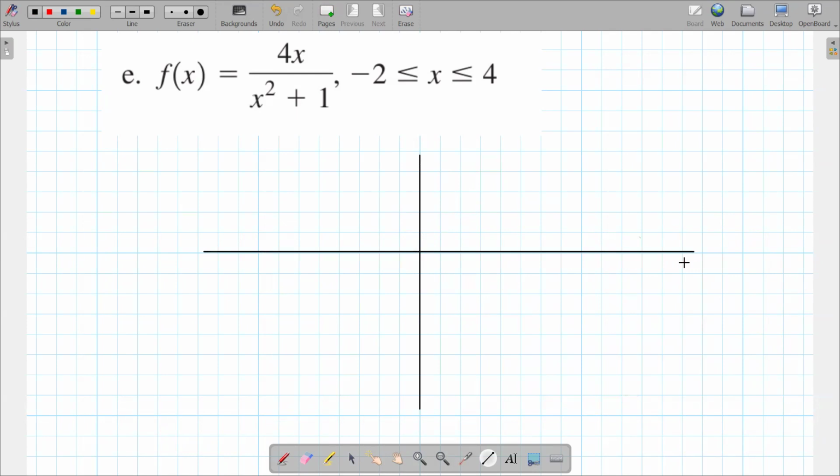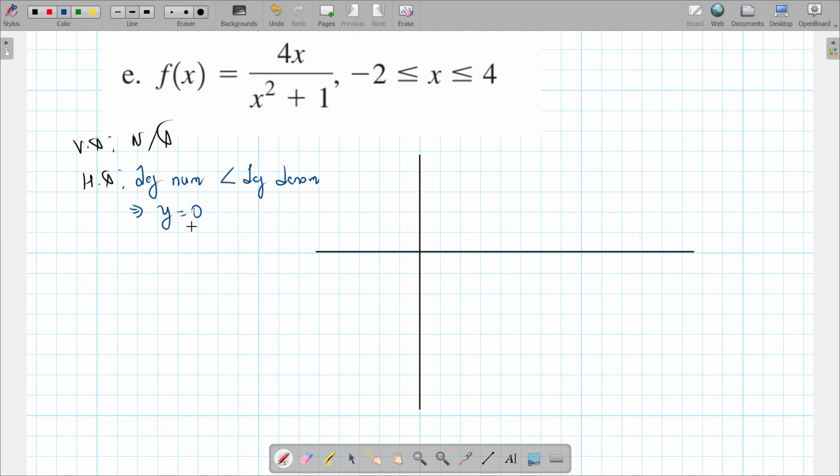What about horizontal asymptotes? So vertical asymptote doesn't exist. Horizontal asymptote does exist. We've talked about this before, months ago. For a rational function, there's 3 cases. It's all about the degrees. If your degree in the numerator is less than the degree in the denominator, you have a horizontal asymptote at y equals 0. Is that the case here? What's the degree in the numerator? What's the degree in the denominator?